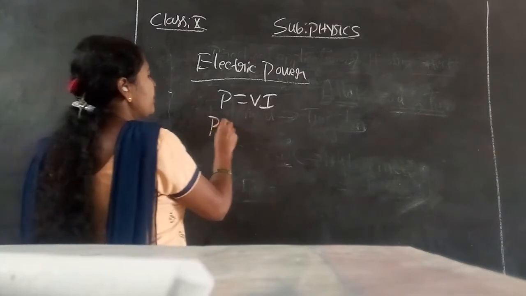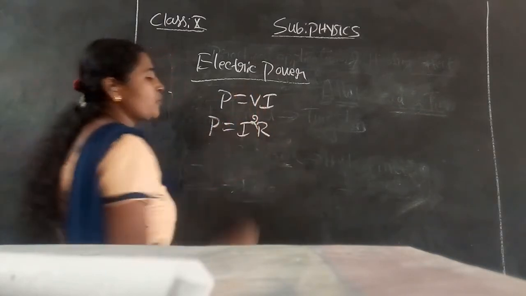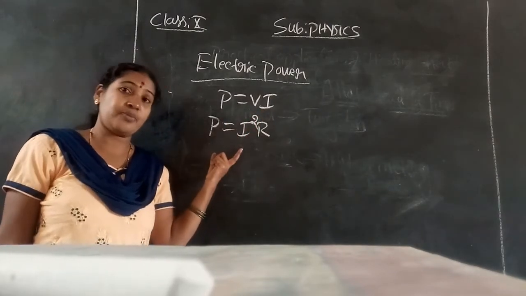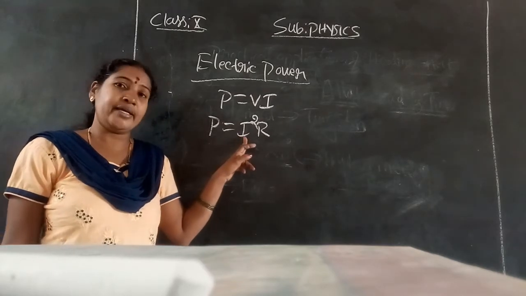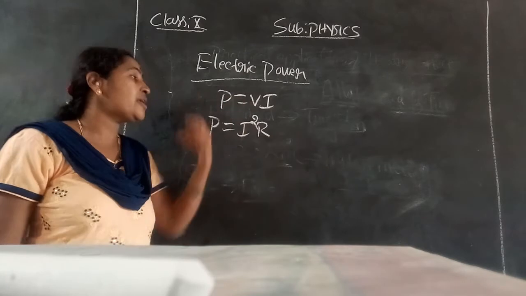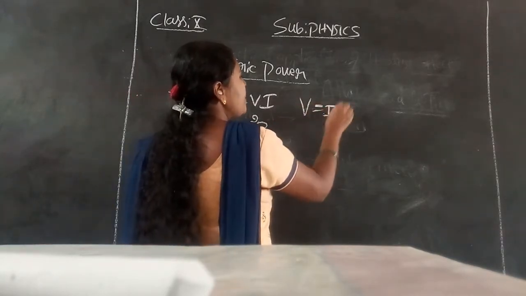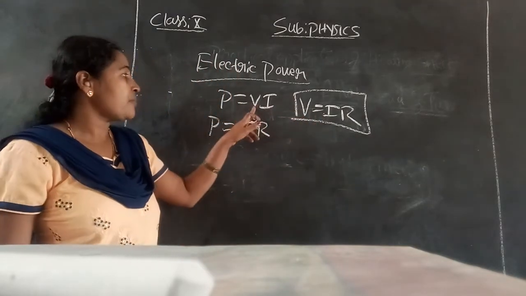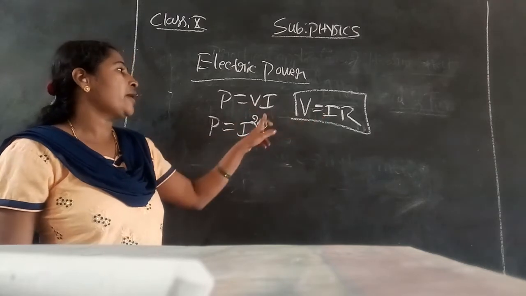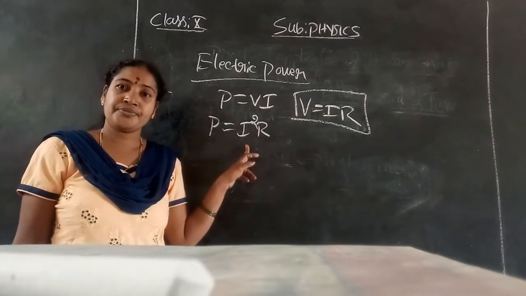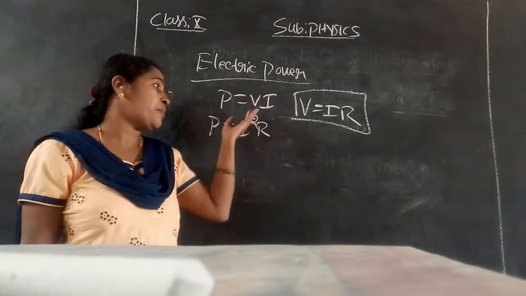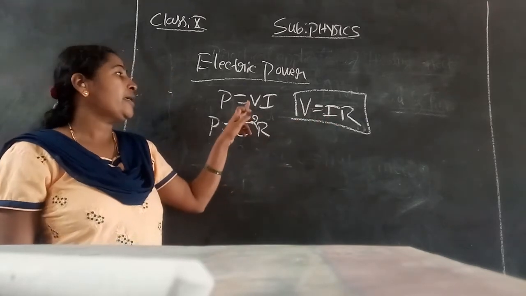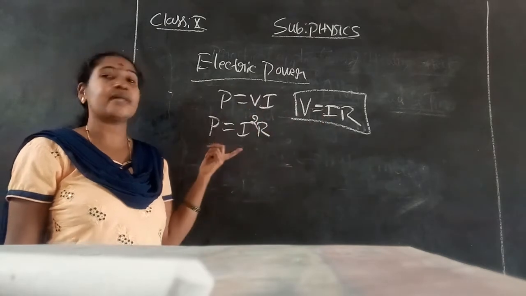Another formula we can write for this is P is equal to I square R. While solving problems you have to use this formula also. How have I written I square R? Any idea, children? Because according to Ohm's law, V is equal to IR. If I substitute IR in place of V, then I into I R, that will be I square R. So don't think I have simply written this formula. Because of Ohm's law, V is equal to IR, I substituted IR in place of V, IR into I, that is I square R.